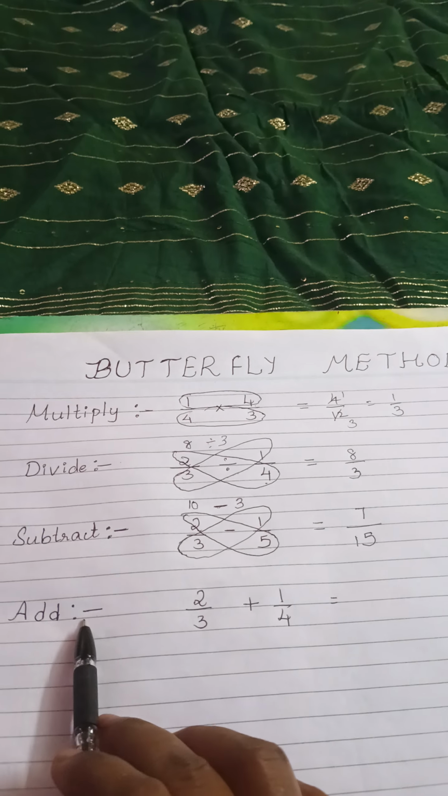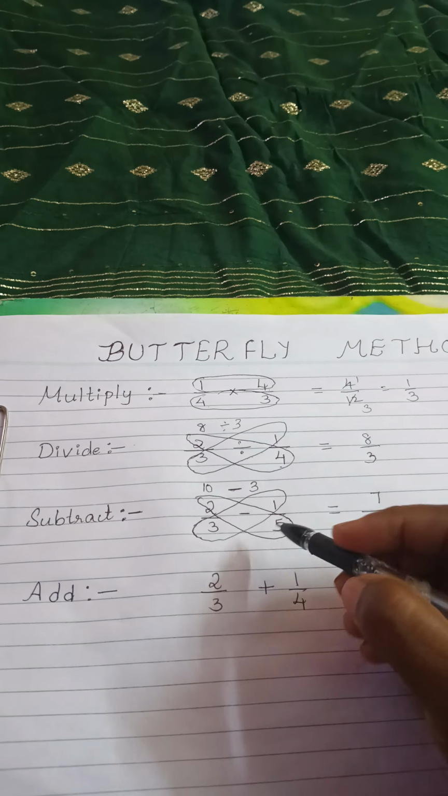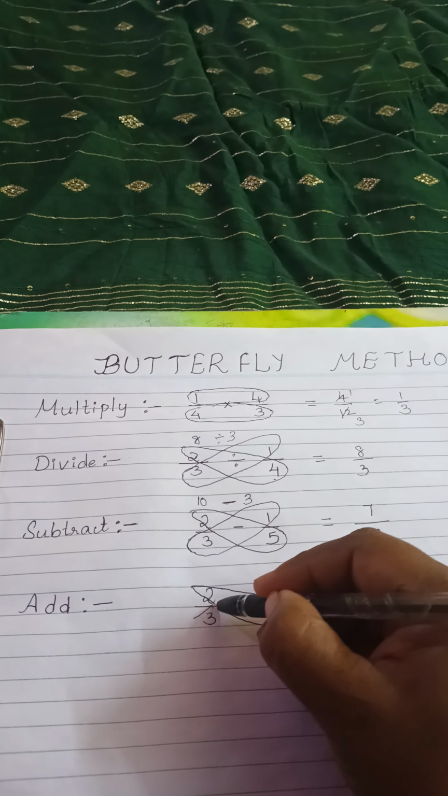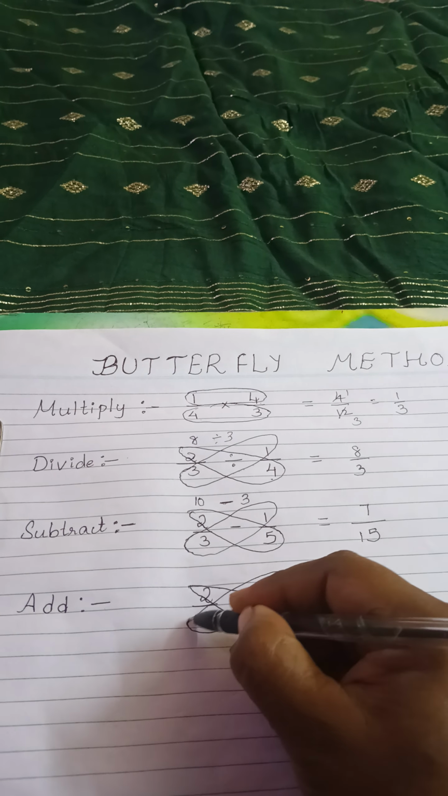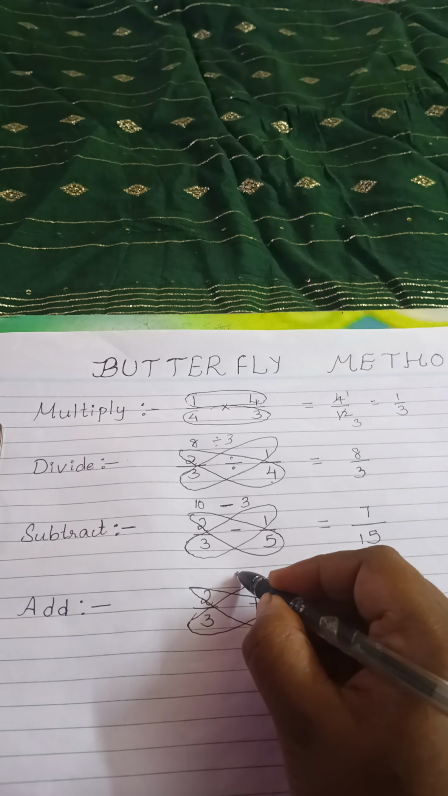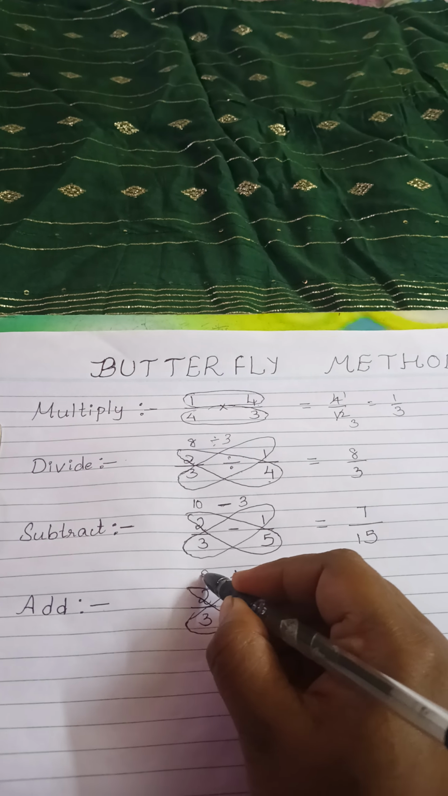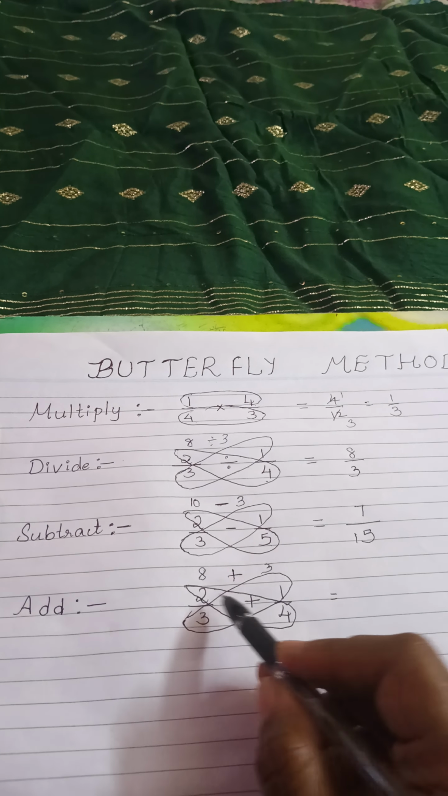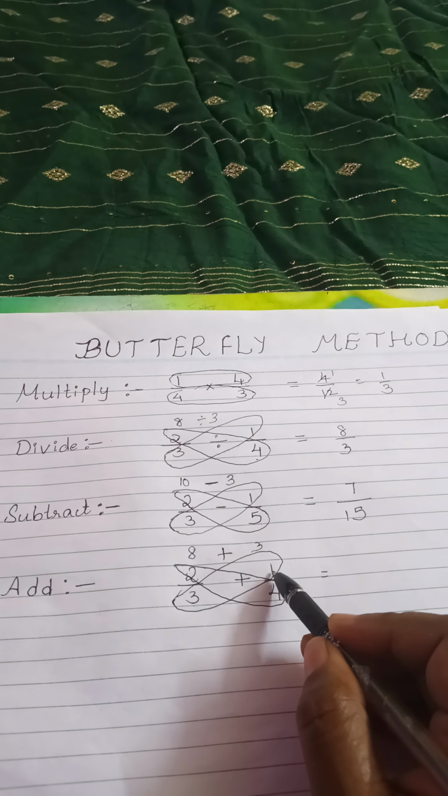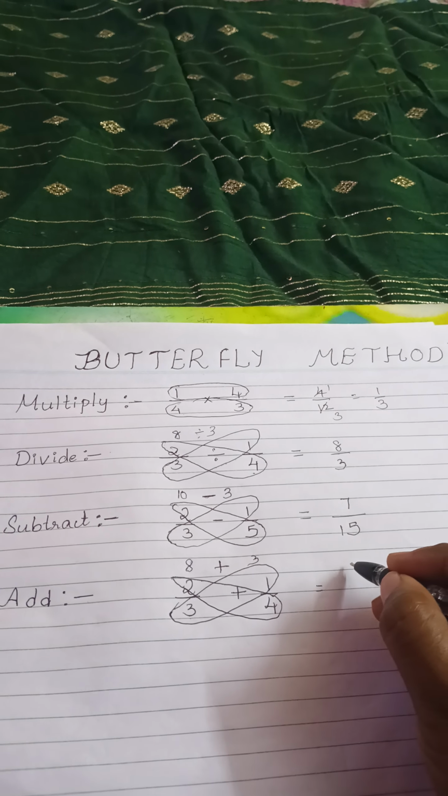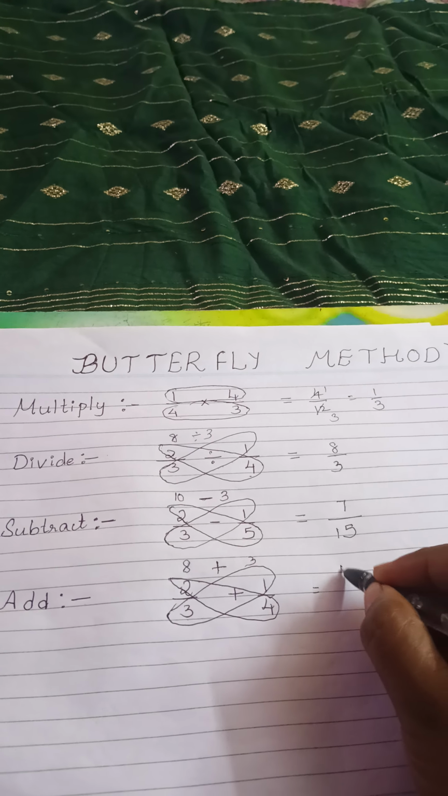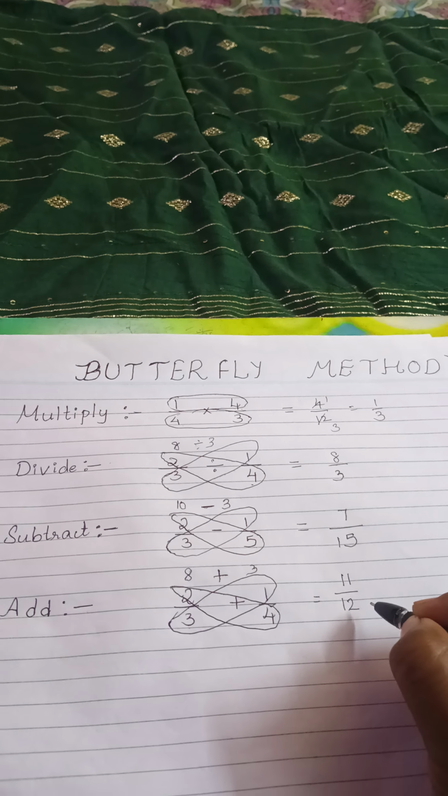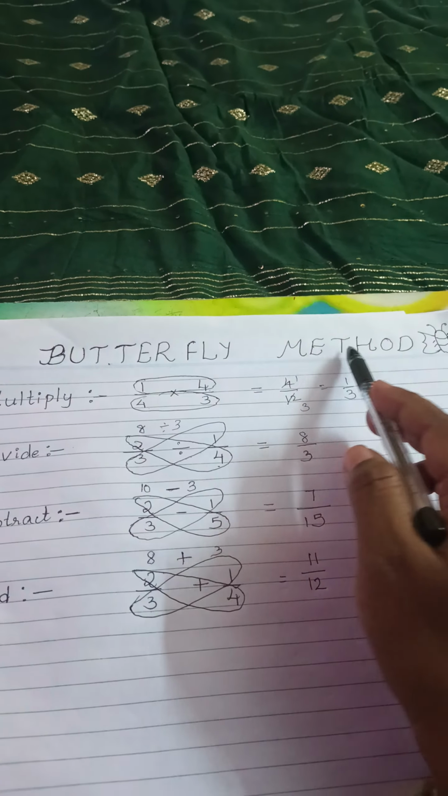So this is the addition. For addition, how will we do it? Like this and like this. So we'll keep it like this. 8 plus 3, because 2 fours are 8 and 3 into 1 is 3. So we'll do like this. 8 plus 3, how much? 11. 11 by 12. So this is a very simple technique for the butterfly method.